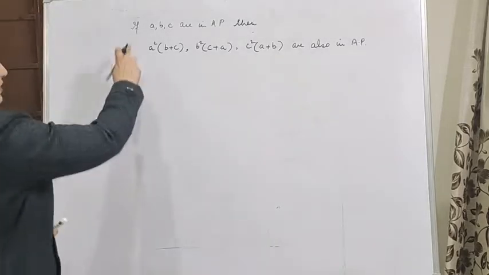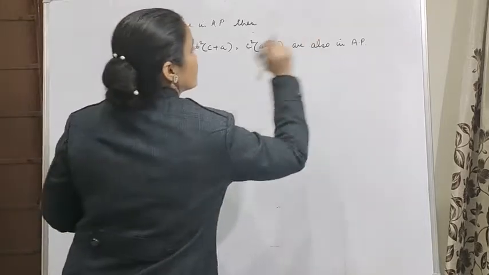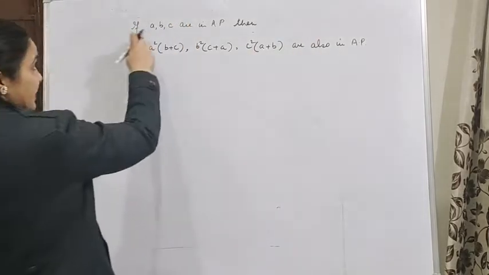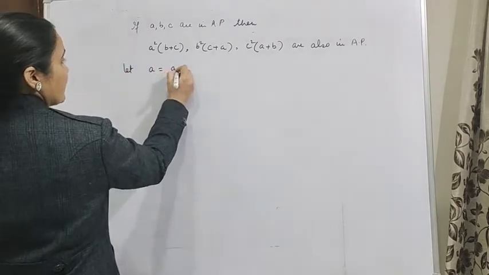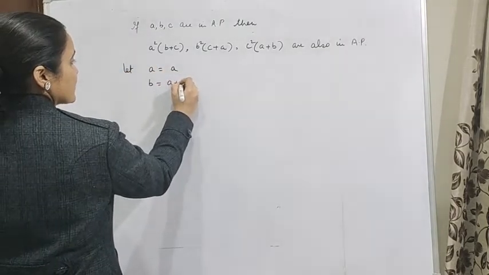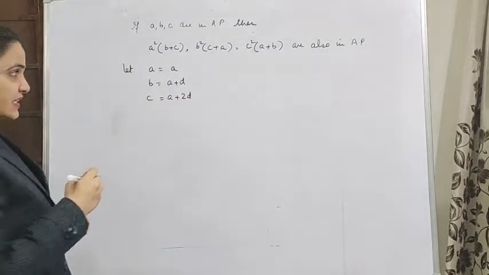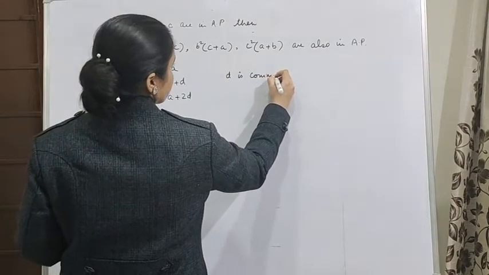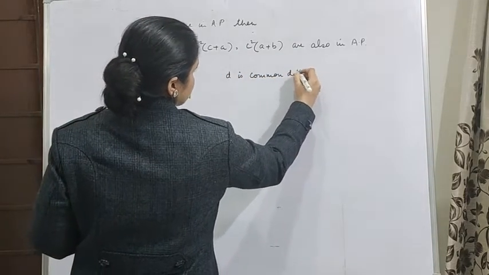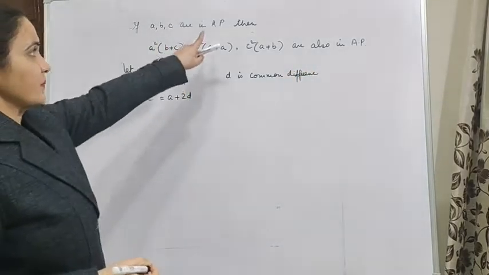So we have given in the next question, if A, B, C are in AP, then prove that these are also in AP. If A, B, C are in AP, so let A is equal to A and B is equal to A plus D and C is equal to A plus 2D. We can take these where D is the common difference. Okay? We can always take this if these are given in the AP.